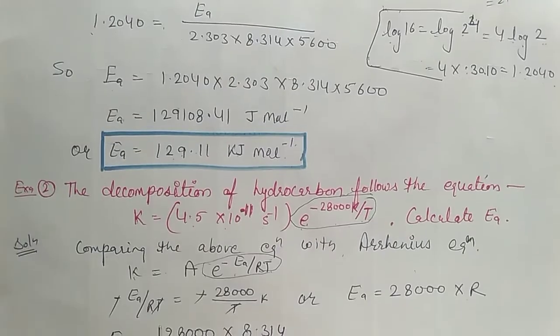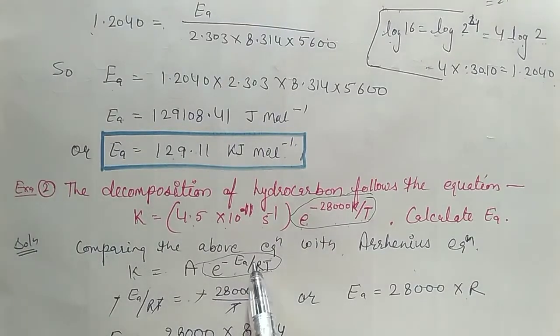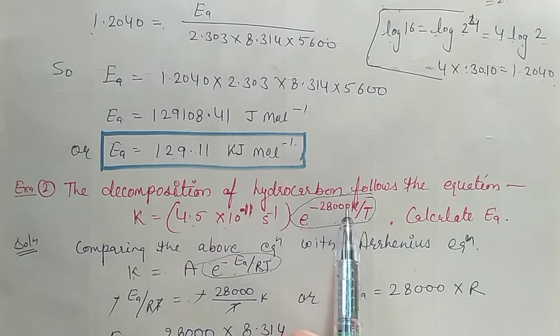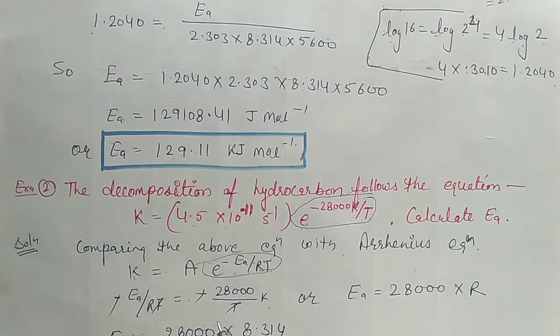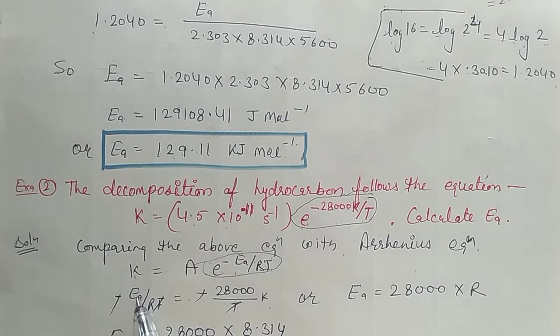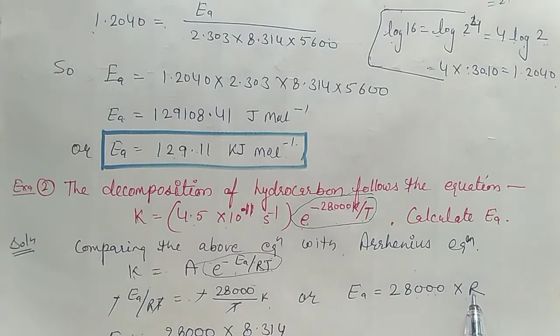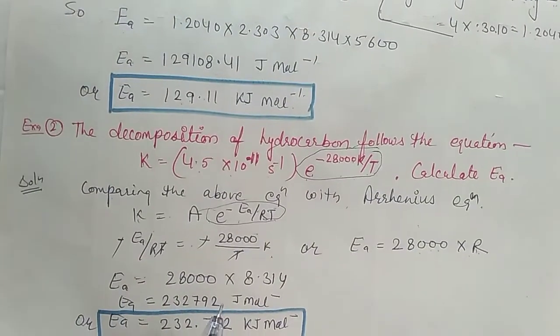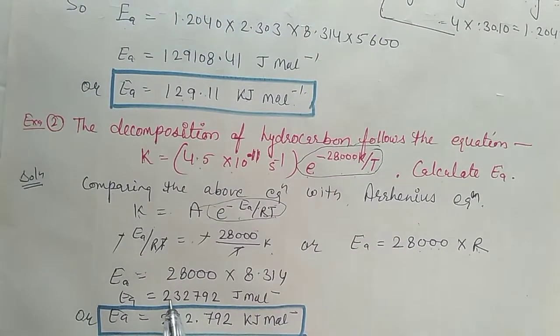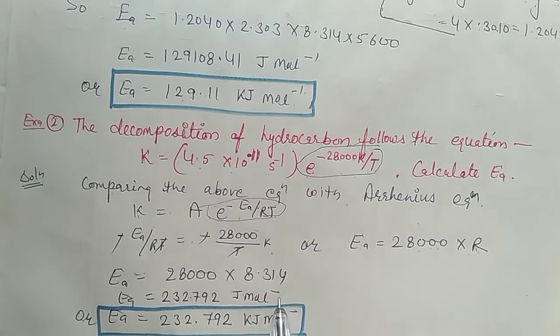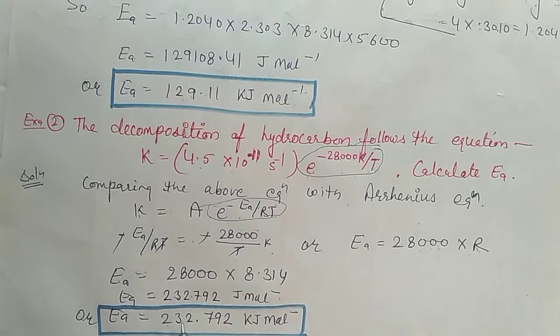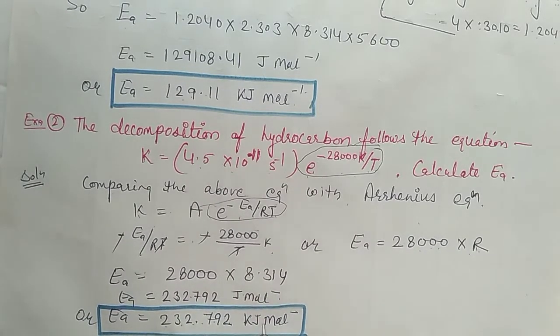So Ea upon RT is equal to 28000 upon T. T is cancelled by T. So Ea is equal to R taken here, 28000 R, where R is 8.314. So we can calculate, and the answer will be 232.792 joules per mole, or we can say 232.792 kilojoules per mole. Clear?